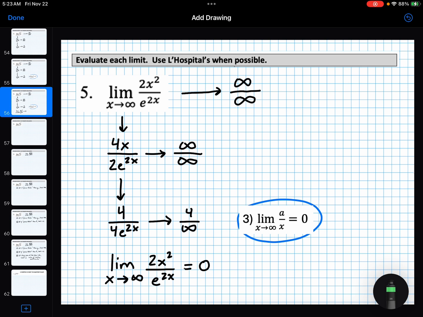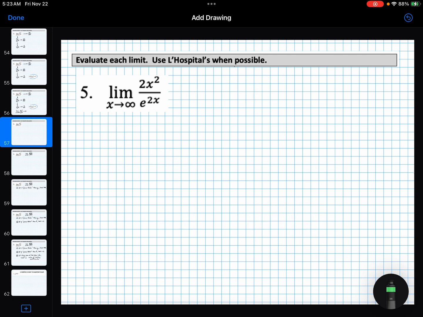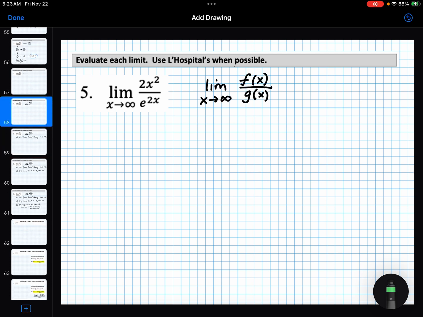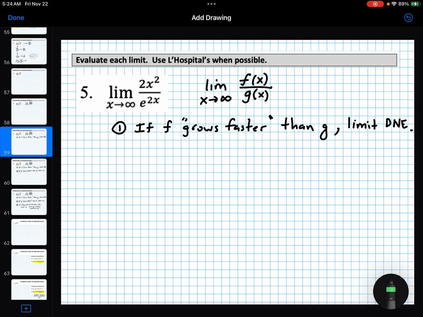Now I mentioned there's another way of handling things like this when you're doing limits as x approaches infinity. It has to do with how fast the numerator and the denominator grow as x gets larger and larger. And I'm going to give you a real kind of simple overview of this right now, but you'll look at this a little bit later in the year as well. If you think of your numerator as f of x and your denominator as g of x, then there's really 3 possibilities here as x approaches infinity.